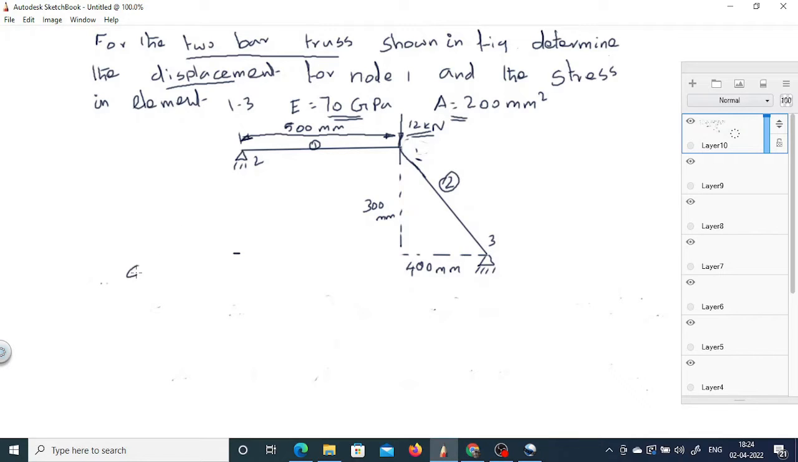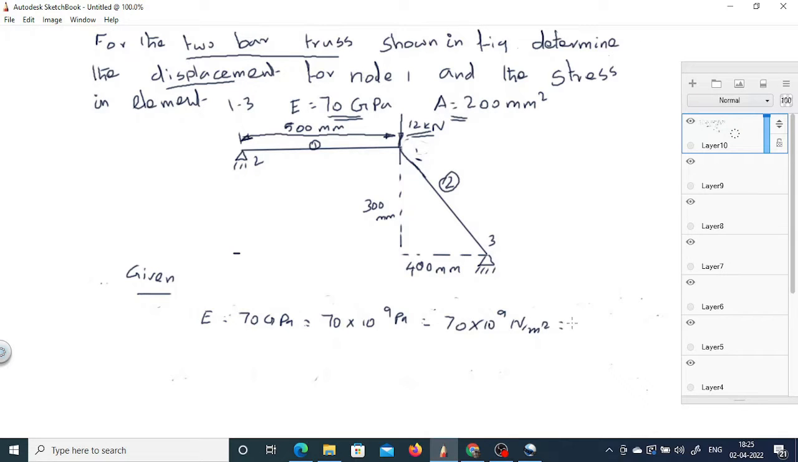So, what are the given data? First step, we should collect the given data. First, E is equal to 70 gigapascal, the material's Young's modulus. We should convert this into SI units. So how can I convert? Gigapascal, 70 into 10 power 9 pascal. After that, pascal is 70 into 10 power 9 Newton per meter square.